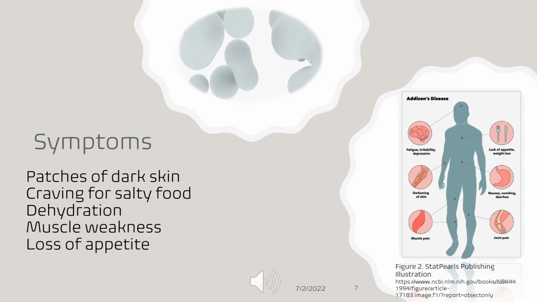We also talked about the craving of salty foods because of the low level of sodium. And then the person may also feel dehydrated. And then we talked about muscle weakness and loss of appetite. On the diagram, again, you will see that they explained Addison's disease patients can experience muscle pain and joint pain, along with nausea, vomiting, and diarrhea.